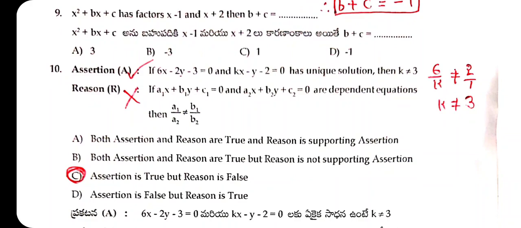If these two equations are dependent equations, then a1 by a2 not equal to b1 by b2. See here, dependent equation means only coincident lines, because one line is depending on the other line. So that is a dependent equation. So a1 by a2 is equal to b1 by b2 is equal to c1 by c2, then only it is a dependent equation. So that is wrong. So the statement is wrong. So the assertion is right and the reason is false.